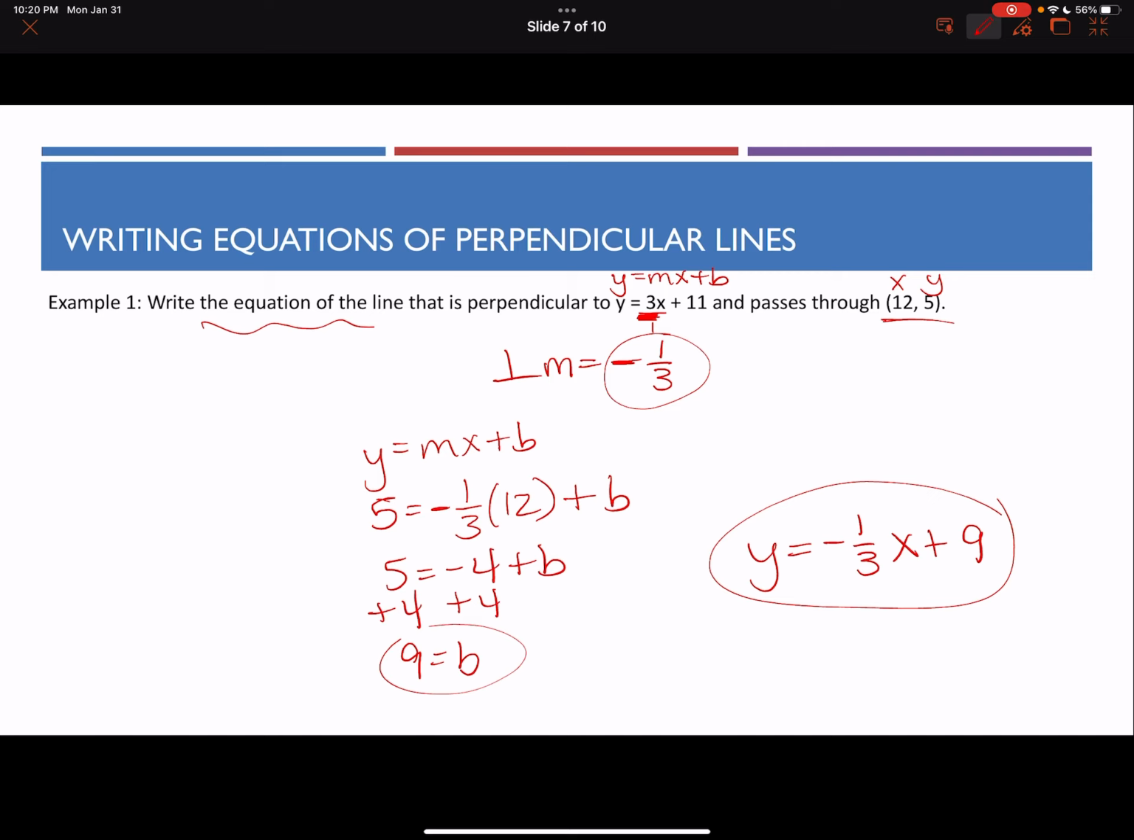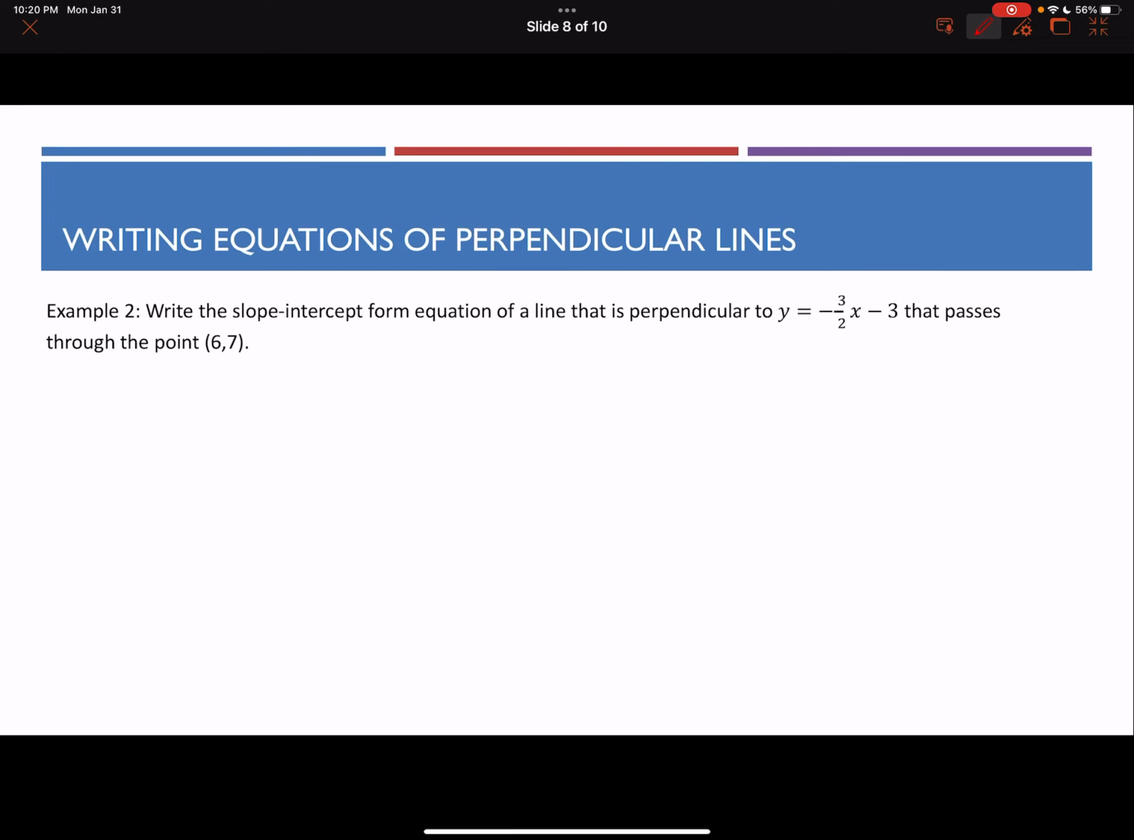All right, here we go. Let's try another one. So example number 2, we want the slope-intercept form of the equation of a line that's perpendicular to this equation here and passing through the point (6, 7). So remember, perpendicular lines, we have to flip the fraction, change the sign. So negative 3/2, change the sign, it becomes a positive, and we have to flip it so it becomes positive 2/3, right?